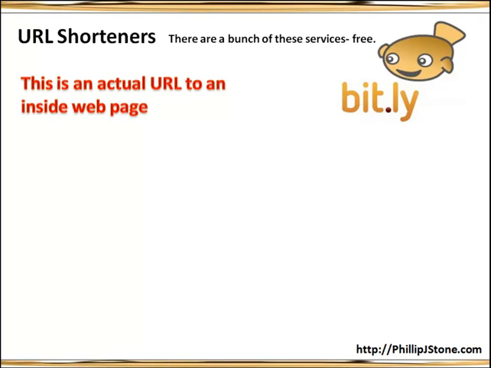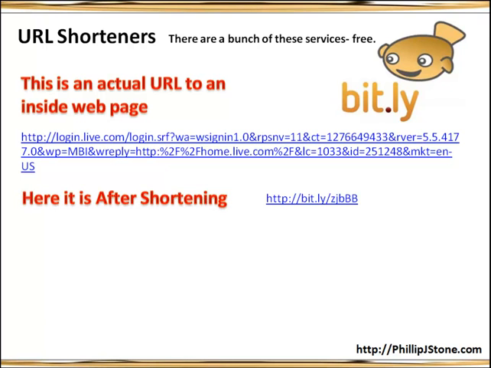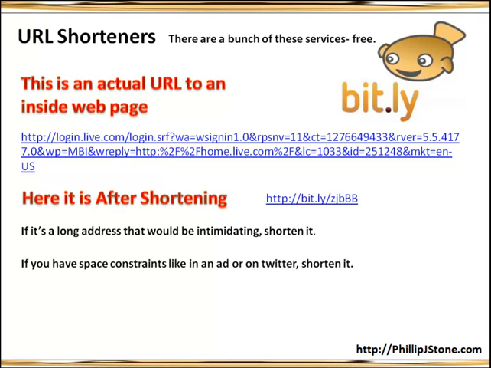This is an actual URL to an inside web page. I mean, look at that thing. You click on it, you go right there, but that doesn't look too friendly, does it? Here is the same link after shortening it. Which one would you click on if you had one or the other? I mean, obviously, you see the point. If it's a long address that would be intimidating, definitely shorten it. Or if you have space constraints, like in an ad or on Twitter, you can shorten it.